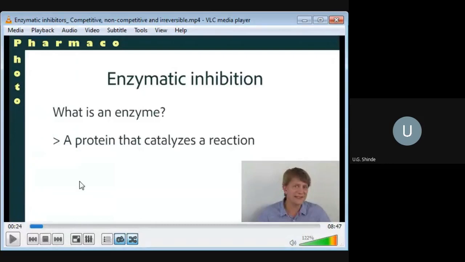Okay, so now we'll discuss enzyme inhibition. Enzymes are proteins that catalyze, or in other words, speed up a reaction. So in the body, there may be a reaction that takes maybe 3 hours, and with the enzyme, it may speed up that reaction, and the reaction may occur in a few milliseconds or a few thousandths of a second.